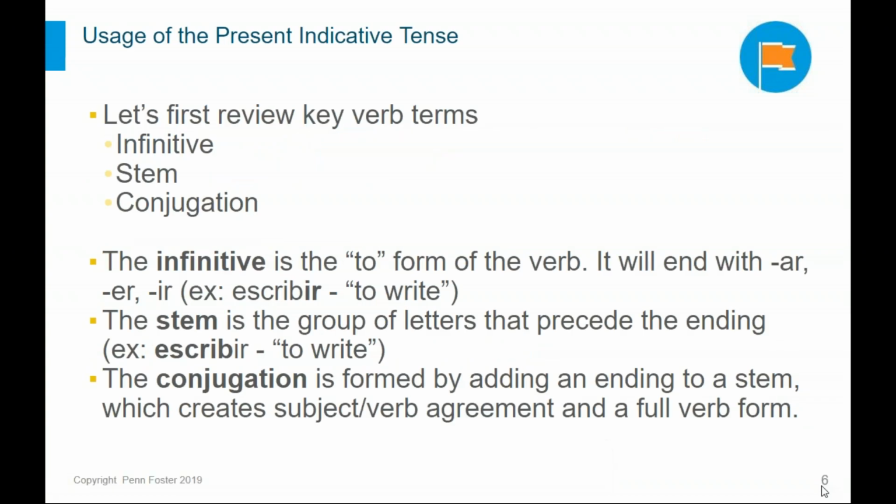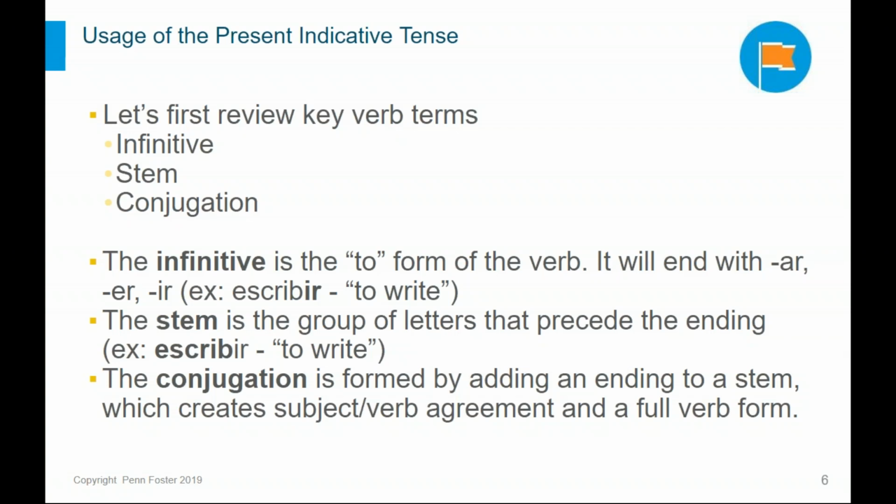So the first grammatical component that we'll discuss today is the present indicative tense and its usage, and some key verb terms, not only for this tense, but for all tenses. And you can see those terms on the slide. We begin with what's known as an infinitive verb. In Spanish, an infinitive will translate to English, starting with the word to. You can see an example. The verb escribir means to write. When it has the AR, the ER, or the IR attached to the verb, that is known as the infinitive. That's the way of identifying it as an infinitive.